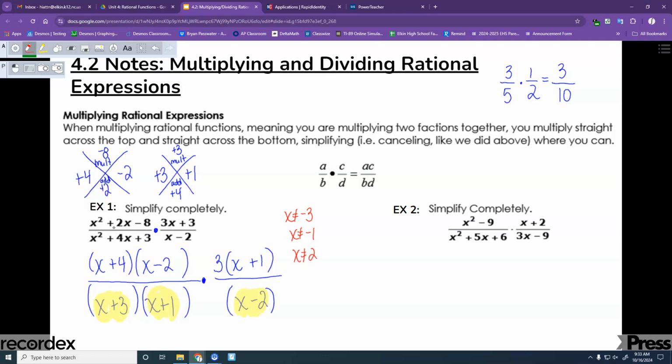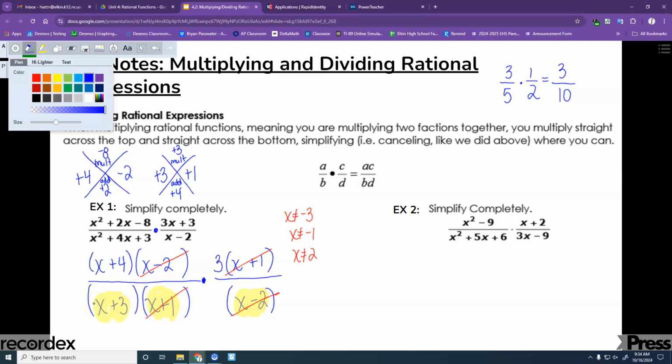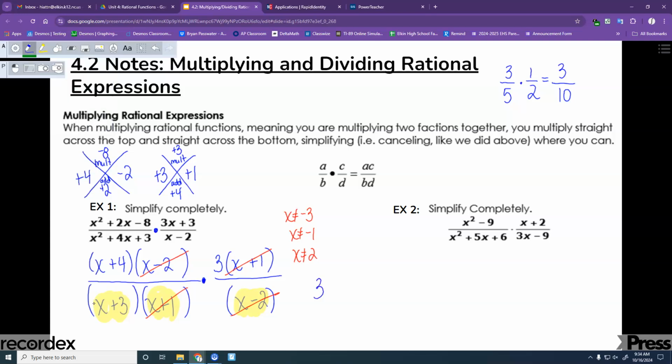Now that we've got our excluded values, we're going to start marking out. So I've got an x minus 2 here and an x minus 2. Those will cancel. I've got an x plus 1 and an x plus 1. Those will cancel. Will anything else cancel? No. You might be inclined to cancel this 3 and that 3 right there, but it can't be done. It'll kill a kitten if you try because there's a plus sign between the x you would be separating it from. So, on the top, we typically write that 3 first and then the x plus 4. And then on the bottom, we've just got x plus 3.